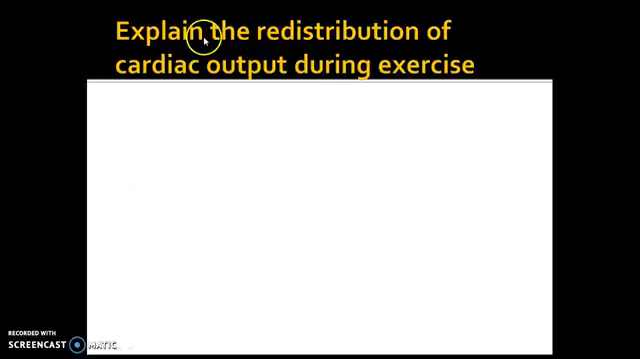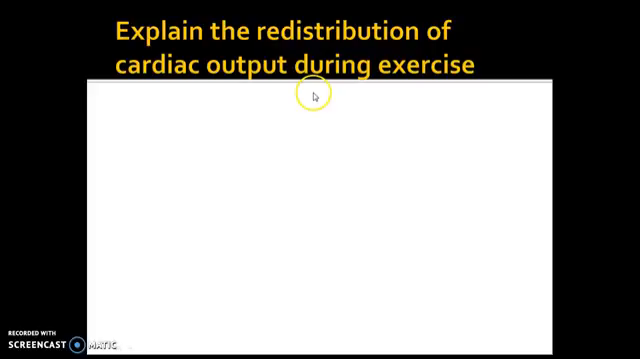Moving on then. Explain the redistribution of cardiac output or blood flow during exercise. This is the type of question you could get. The key thing we're looking for from the specification is a word. It could be cardiac output, it could be blood flow, but the word you're looking for is redistribution. This is perfect for a 6-mark question, and it's certainly due, as it last came up in 2011.